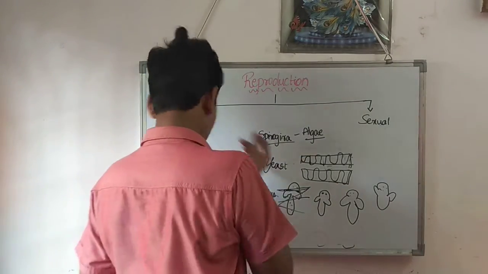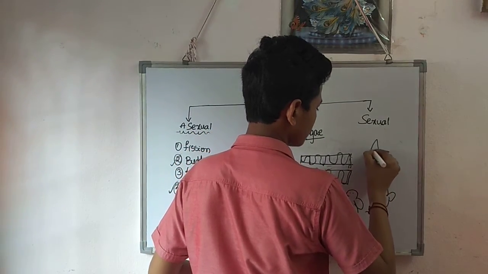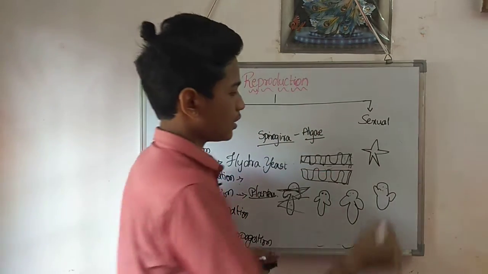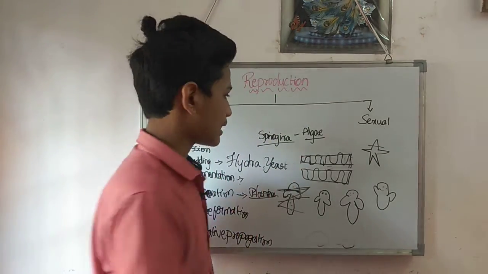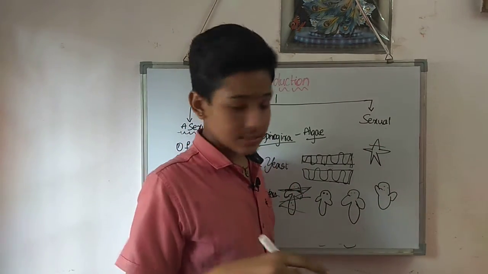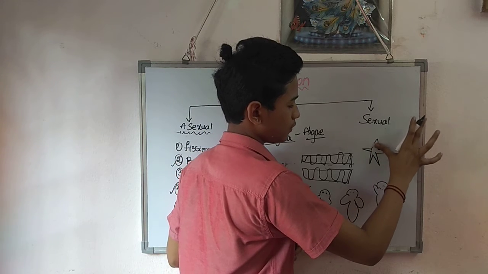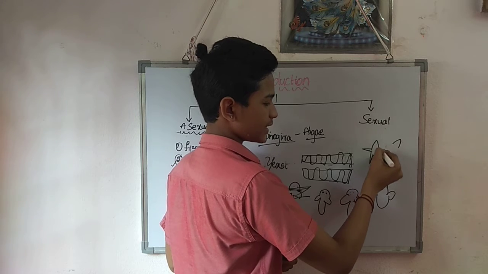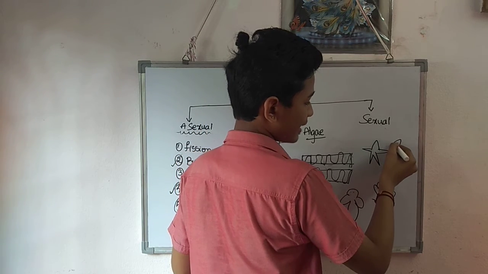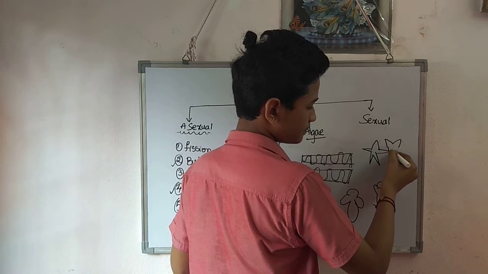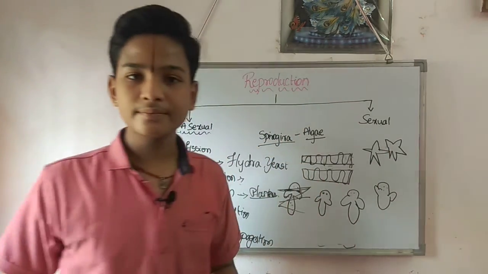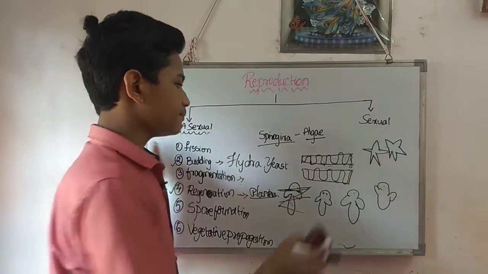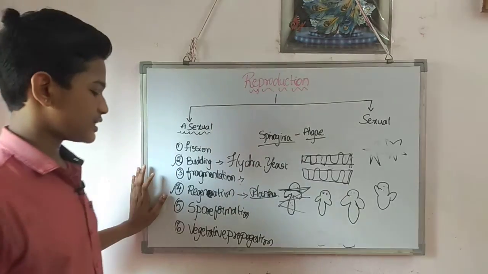Another example is starfish. Starfish, if it loses an arm and it develops again, this is here, and it develops again. From this lost one, another starfish will get developed. Okay, from this lost one also another starfish will get developed. Okay, regeneration is also clear to you.